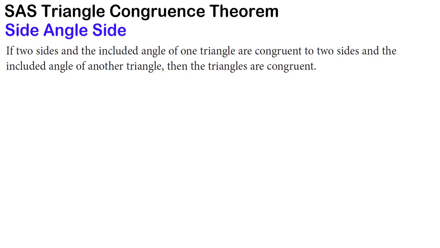In this video, we're going to discuss the SAS triangle congruence theorem. SAS stands for side, angle, side, and it is one of the methods for proving that two triangles are congruent. It says, if two sides and the included angle of one triangle are congruent to two sides and the included angle of another triangle, then the triangles are congruent. So let me show you how that works.